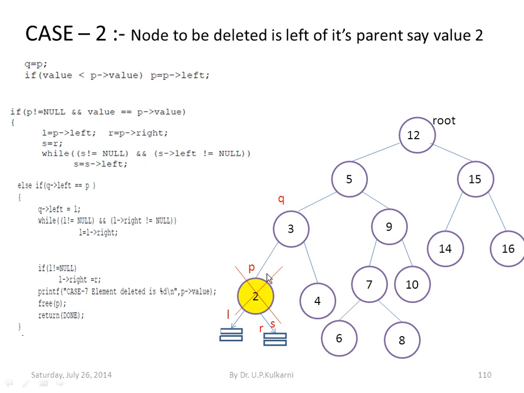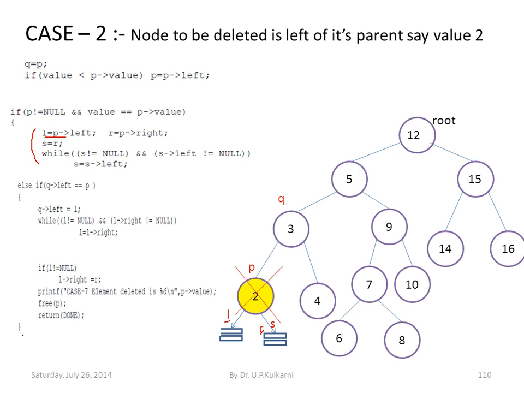We make P point to that particular node which we want to delete, and Q refers to its parent. L refers to the left of the node which we want to delete. Here it is assumed null. R refers to the node which is right of the node which we want to delete. It may be null, may not be null. Here also, this particular part may be null, may not be null. But this is where we position L, R we position here, and S is here in this case now. It is because of this.